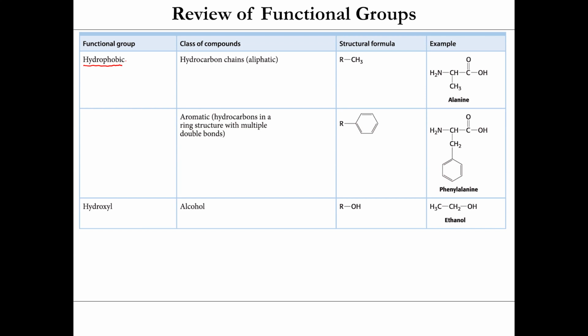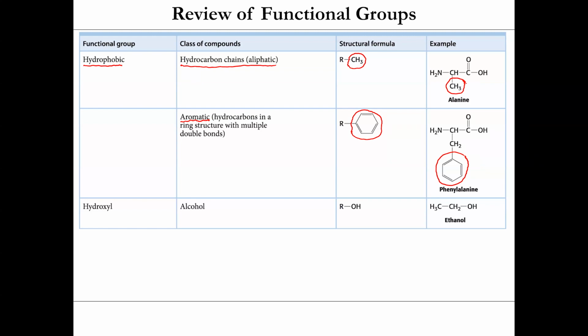One class of compound that would contain a hydrophobic group are hydrocarbon chains, so aliphatic hydrocarbon chains. They would just have these hydrocarbons, so CH3, and these are going to be hydrophobic. An example of an aliphatic hydrocarbon chain would be in the amino acid alanine, and it is shown right here. You can also have aromatic hydrophobic groups. These are hydrocarbons in a ring structure with multiple double bonds. You can see an example of this right here. An example of an amino acid that has this functional group would be phenylalanine. You can see it has this phenyl ring right here.